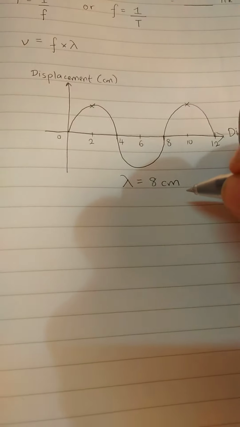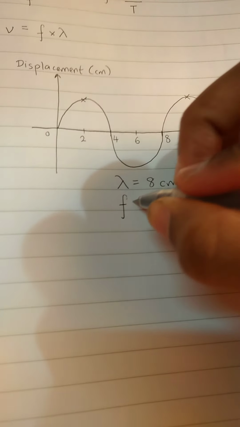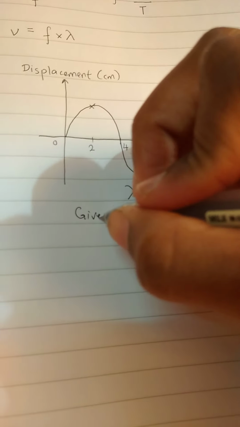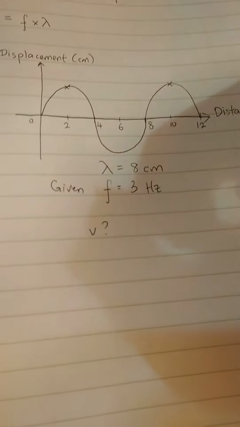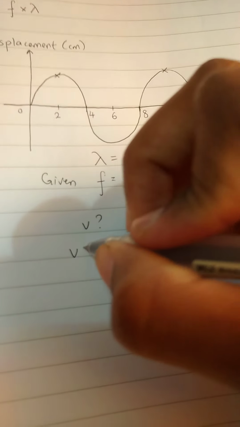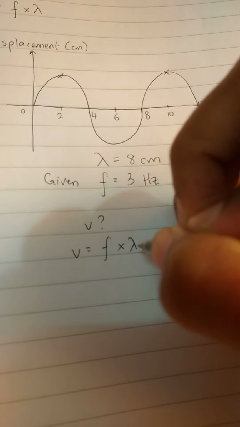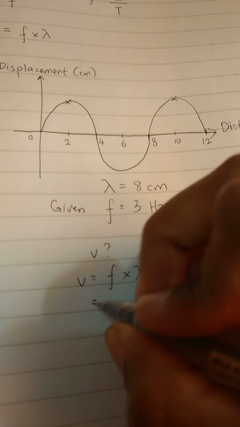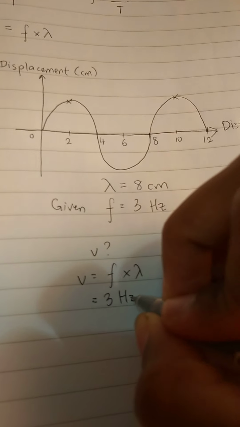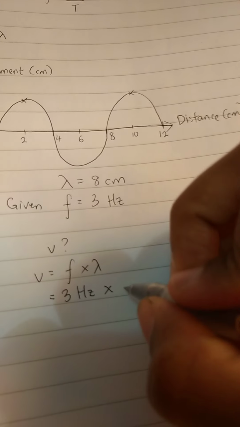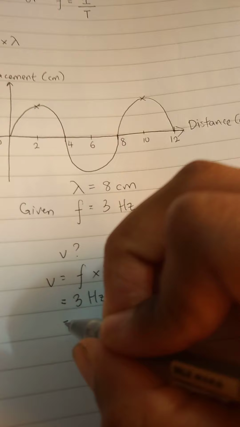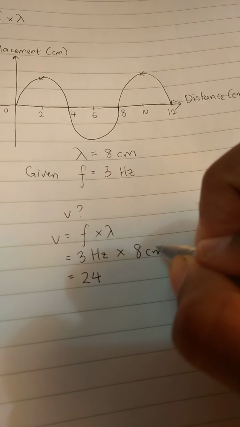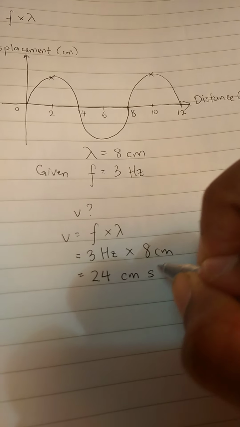So say I give you the wavelength is 8 cm, and I say the frequency is 3 Hz. Okay, given in a question. What is my speed? The speed of my wave is frequency times lambda. Same formula again. What is my frequency? 3 Hertz times 8 cm. Okay, 3 times 8, 24. Your unit is cm per second.